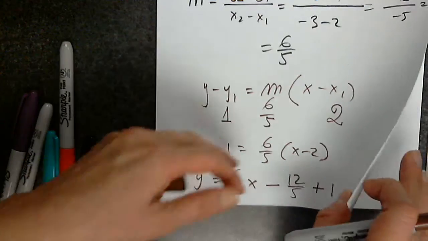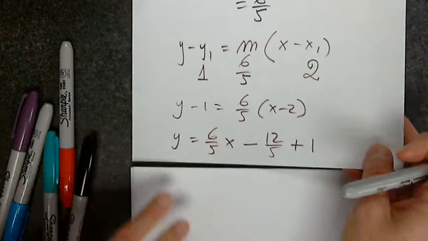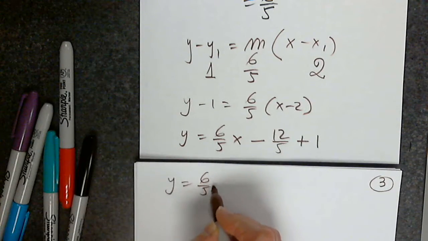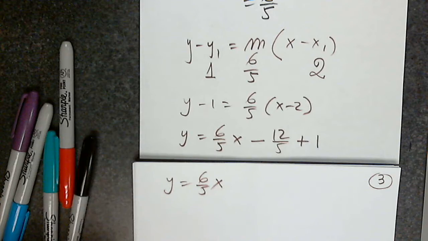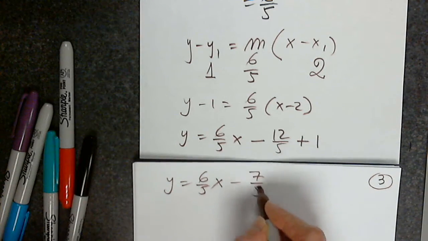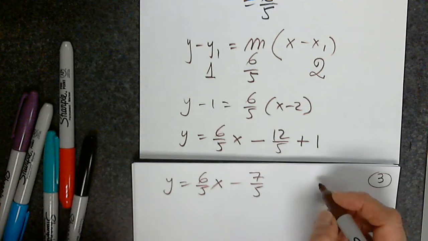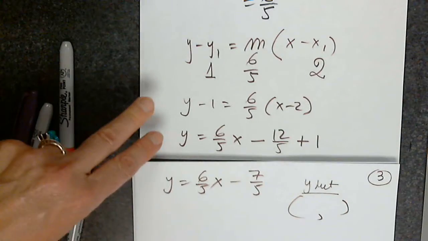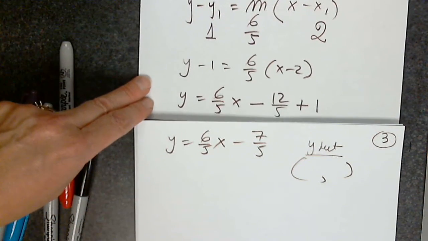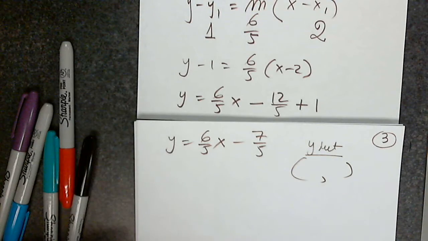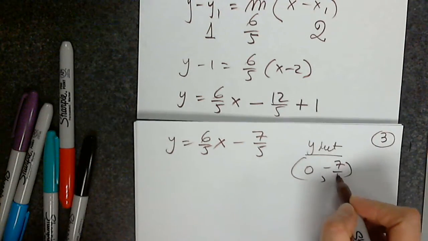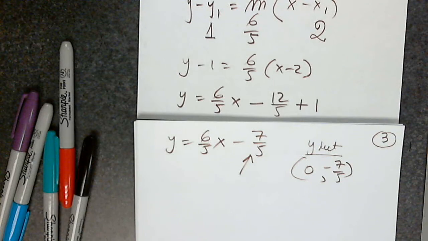So then the simplified form, which is the slope-intercept form, is what? 6/5 x minus 7/5. Now, if I want you to give me the y-intercept in an ordered pair format, what would you say the y-intercept is? Awesome. Right, -7/5. This is the y-intercept, 0, -7/5.